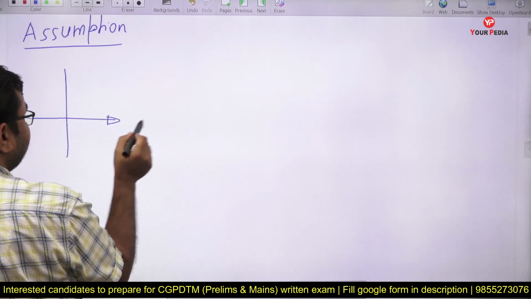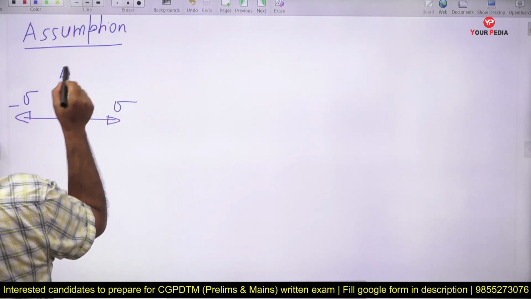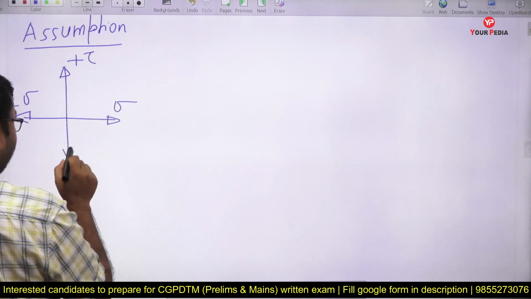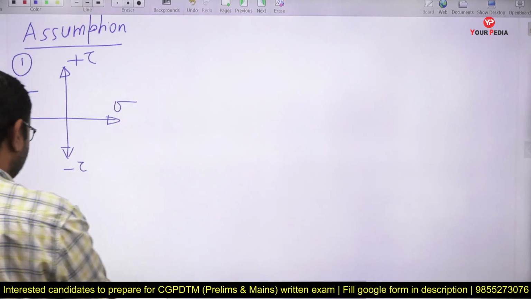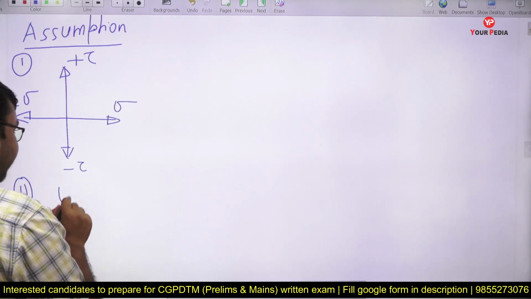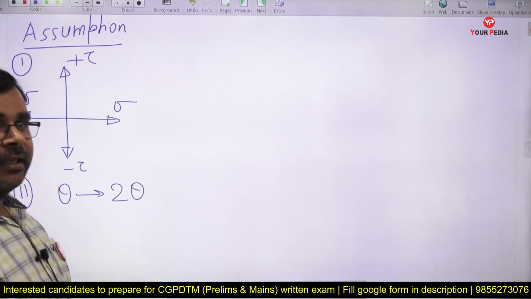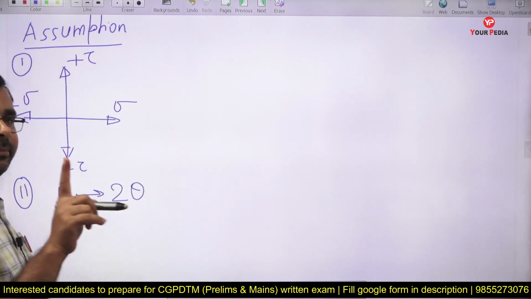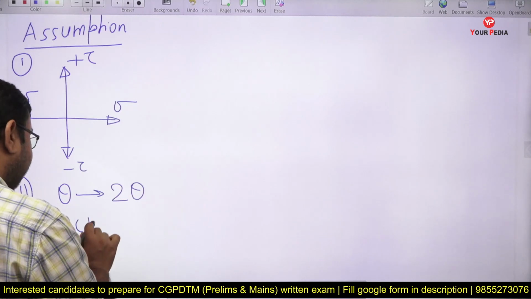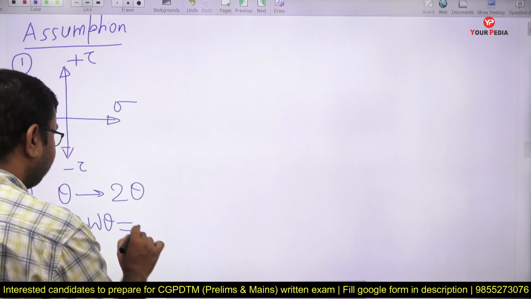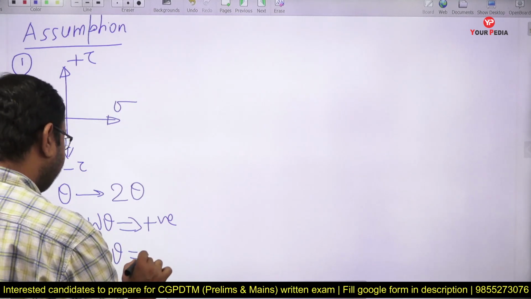First one, along this axis we have the sigma axis, and here we have minus sigma, and here we have plus tau, and here we have negative tau. So this is our first assumption. Second assumption, theta is represented by 2 theta in the Mohr circle, and anti-clockwise theta will be taken as positive, and clockwise theta will be taken as negative.